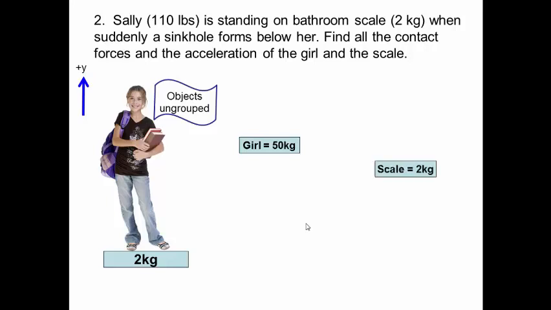Now in the girl we have gravity acting downward, 500 newtons, just as before. And we have a normal force of the scale acting up on the girl. Don't forget, once the ground falls out from underneath these objects, we will have both the girl and the scale accelerating downward at negative 9.81 meters per second squared, which is negative g.